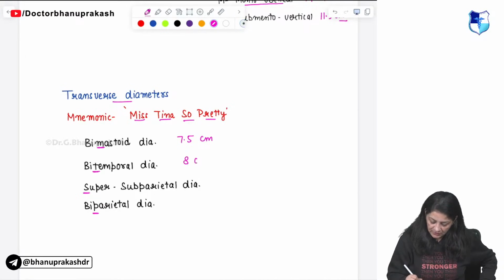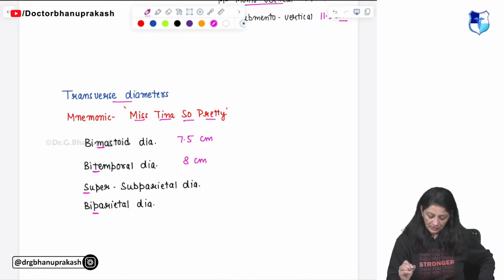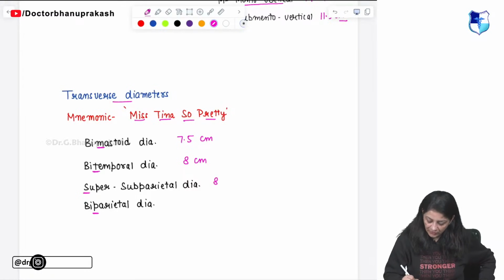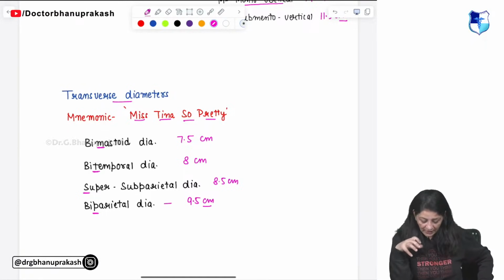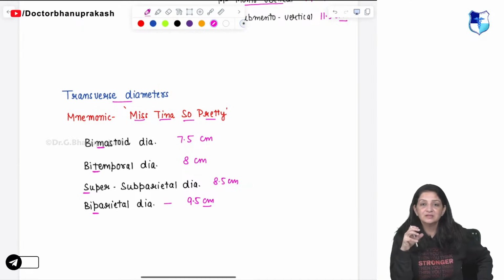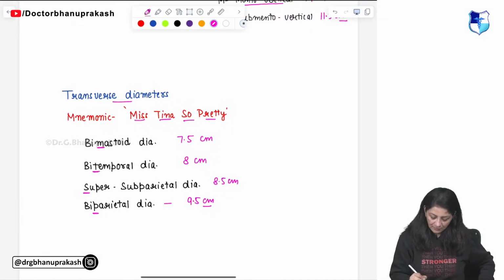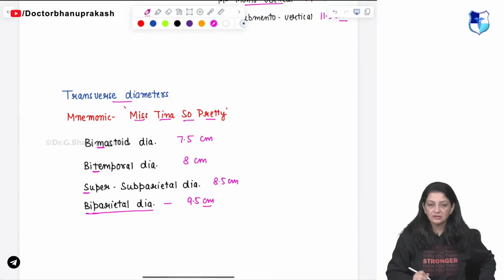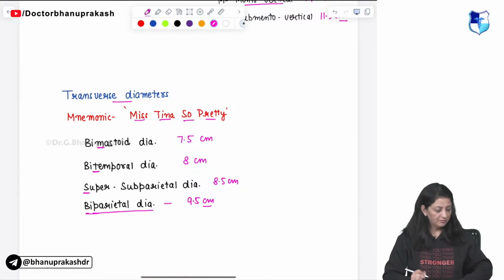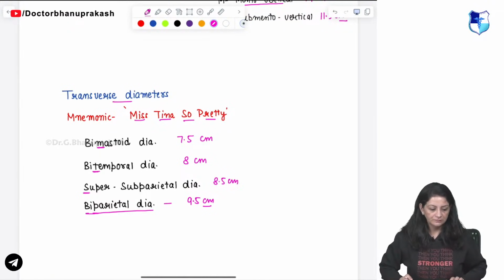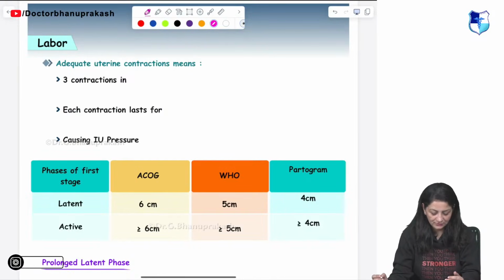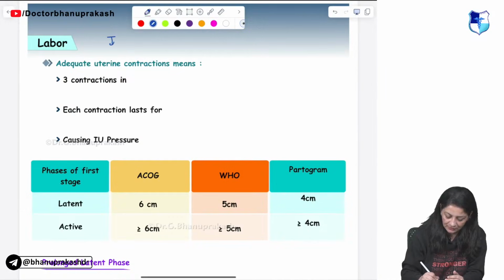Bitemporal is 8 centimeters, subparietal 8.5 centimeters, and biparietal diameter is 9.5 centimeters. This is the important diameter, the biparietal diameter, because the engagement of the fetal head at the time of labor occurs by the biparietal diameter, that is 9.5 centimeters.